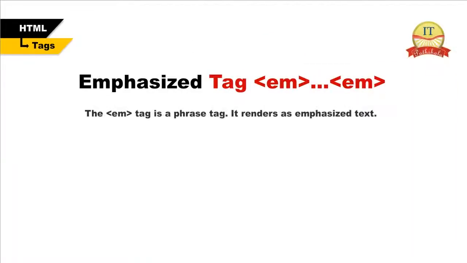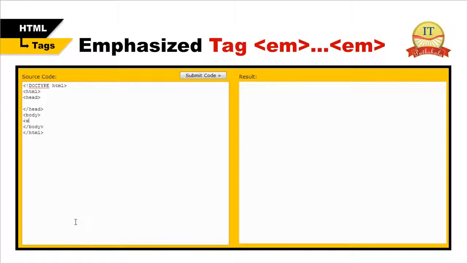EM tag. The EM tag is a phrase tag. It is used to render emphasized text. In the following example, observe the final outcome of the text entered inside the EM tag.